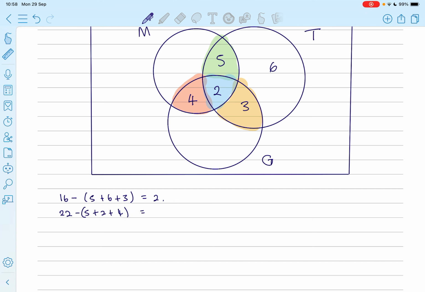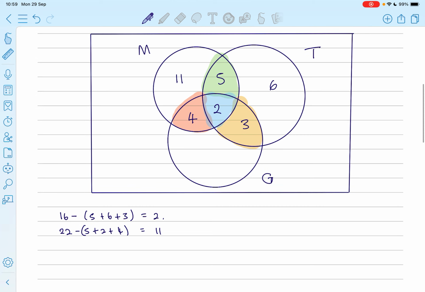Five plus 2 is 7, plus 4 is 11. 22 minus 11 is 11. So here we have 11 students who only do maths.